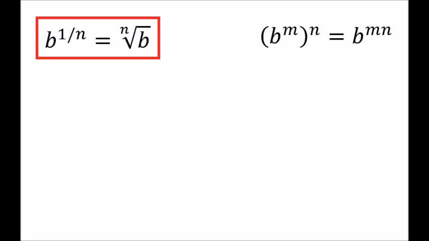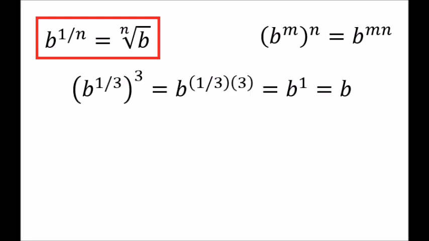Last rule. A number raised to 1 over n is the same as the nth root of that number. In order to show why this is true, we are going to use the rule shown in the top right-hand corner. Notice that the product of 1/3 and 3 is equal to 1. So b to the 1/3 quantity cubed is equal to b.